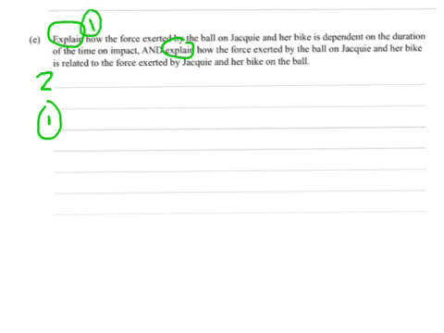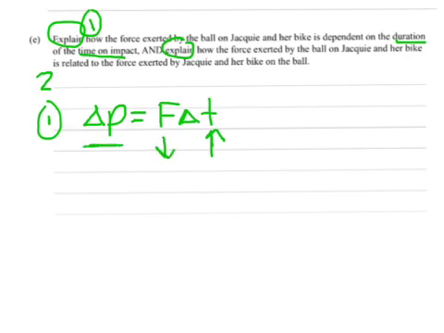Explain how the force exerted by the ball is dependent on the duration. Change in momentum is equal to force times the change in time. Okay, because it's talking about the duration of time on the impact. As the duration of time increases, the force must decrease for the same change in momentum. And vice versa, if you decrease the time, you'll increase the force. Okay, this is the impulse, concept of impulse.